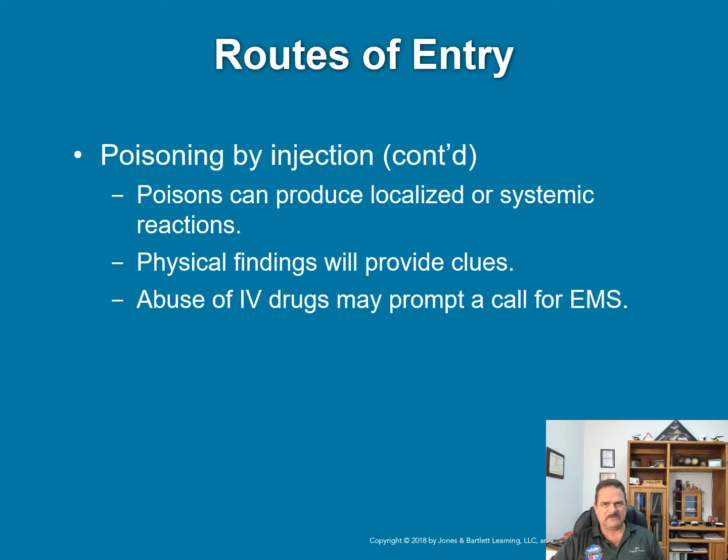All right, so some injected poisons are neurotoxic, and other poisons produce localized or systemic reactions. Physical findings will provide the clues. This is especially true of local reactions. Signs and symptoms can vary greatly. Also, then we move into the abuse of intravenously administered drugs. This definitely may cause a prompt call for EMS. Drugs include heroin, cocaine, amphetamines, and a speedball, which is a mixture of heroin and cocaine together.